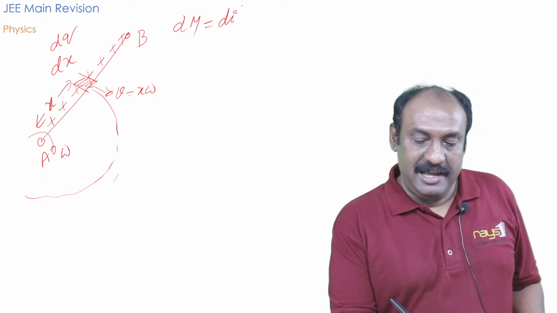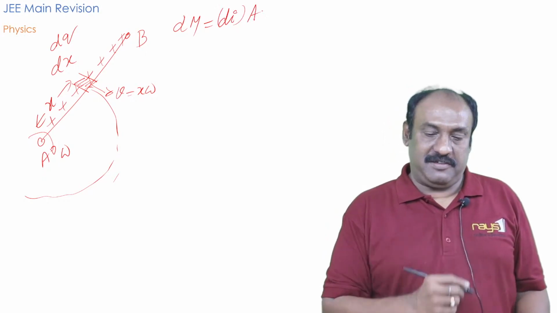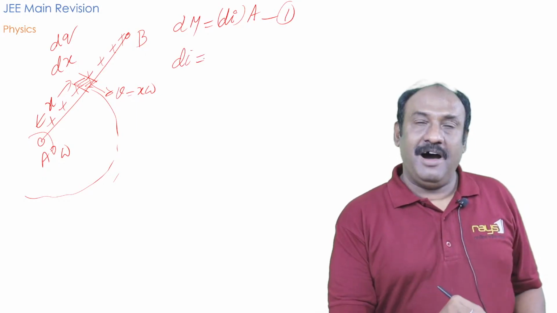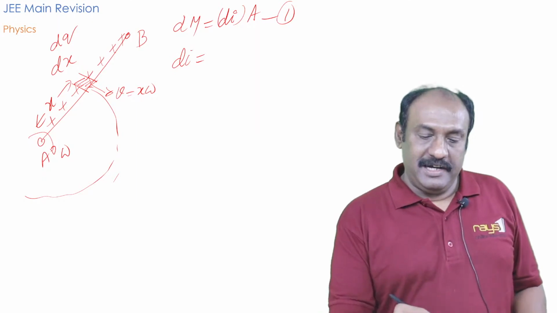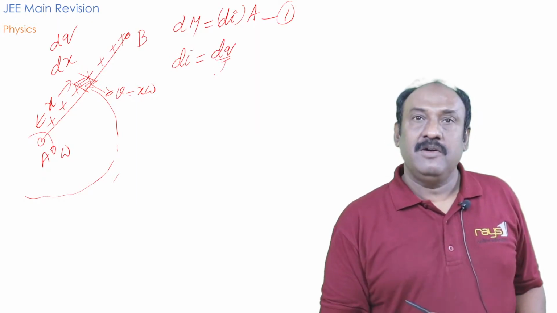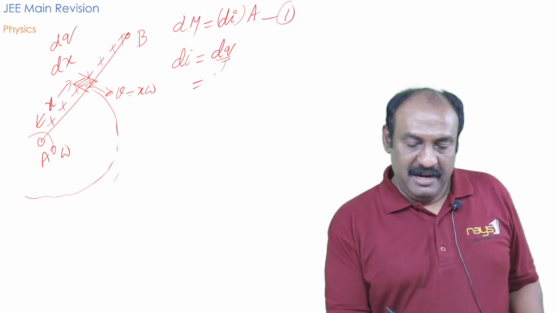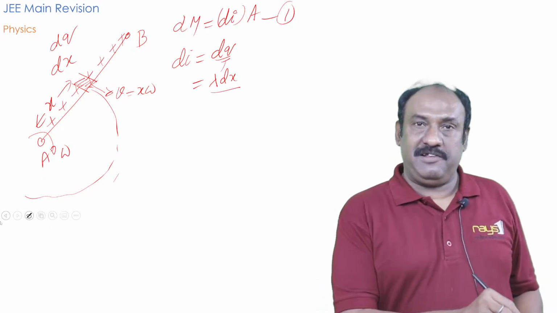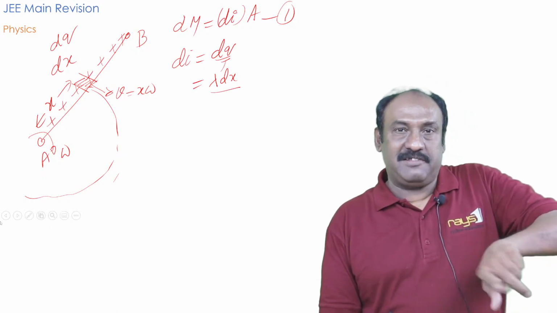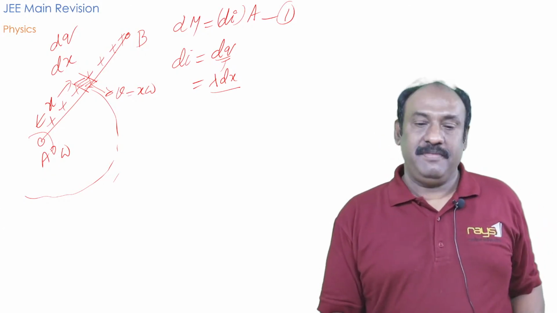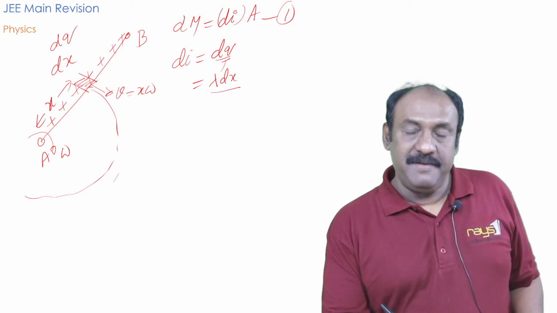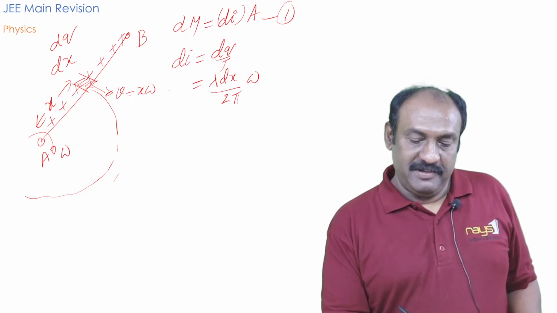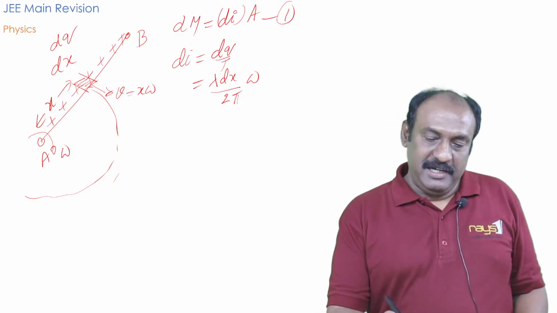the equivalent current is dI into area of cross section. Now I am going to calculate dI. What is dI here? When charge completes one rotation, then its equivalent current is dq by t. What is dq? Charge per unit length is lambda. Lambda into length of the elemental strip dx, by time taken to complete one rotation. What is t here? 2 pi by omega. So this is the equation for dI: lambda into dx into omega by 2 pi.